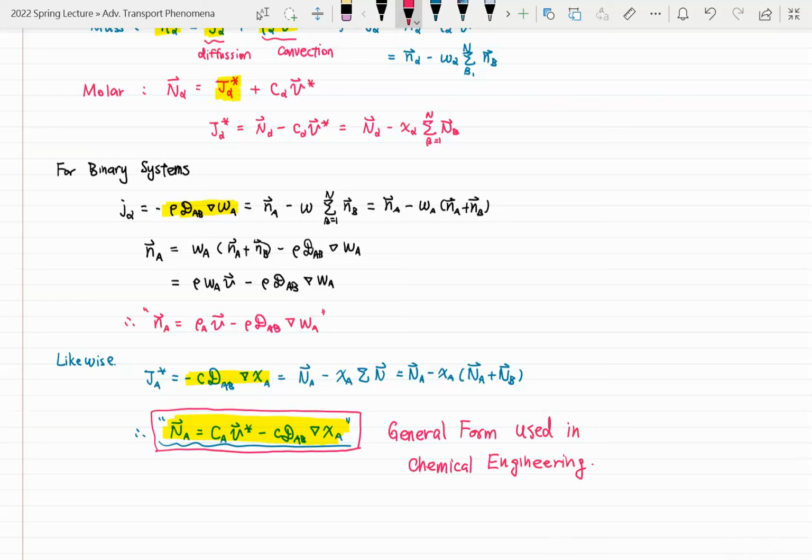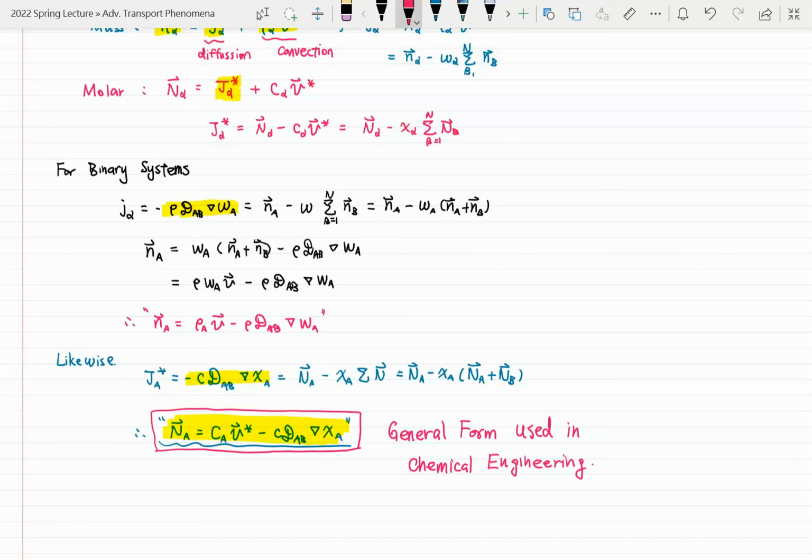And in some cases, especially for mass transport in solid substances, more related to material science, usually there's no convection. So basically the overall mass or molar flux is your diffusional flux, just as a note.